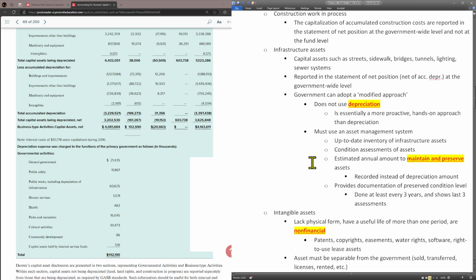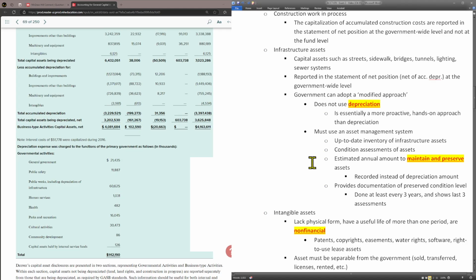And then you have to have pretty good documentation. This assessment has to be done every 3 years, and you have to also show the last 3 assessments. Now, my takeaway from this is it's more of a hands-on, more proactive approach than depreciation.